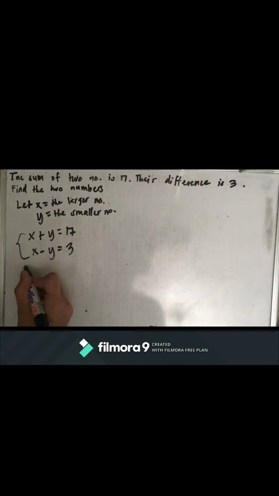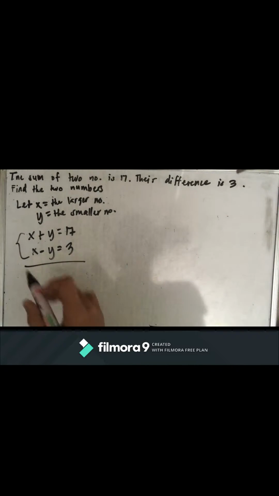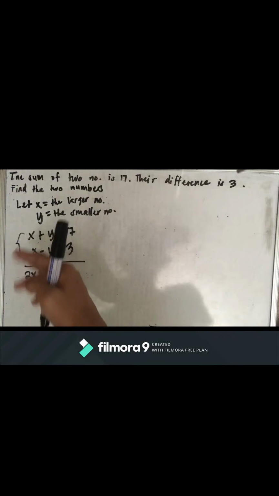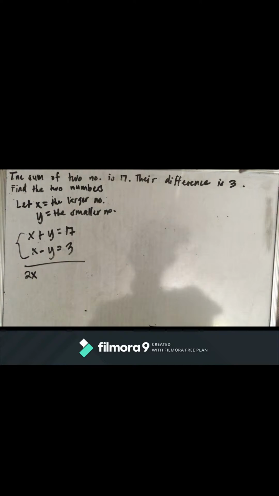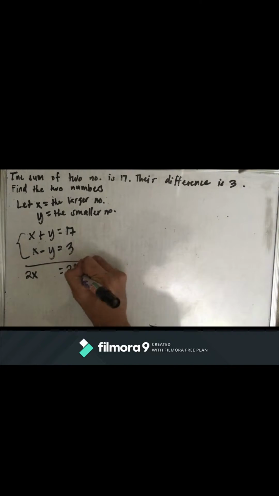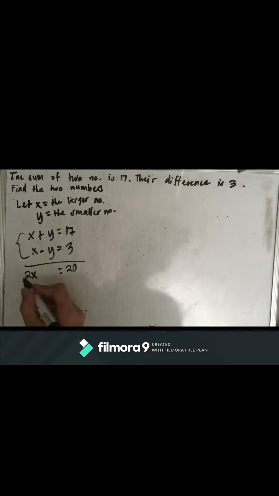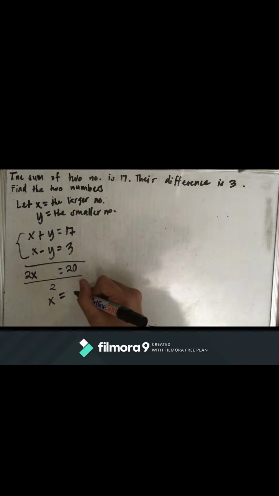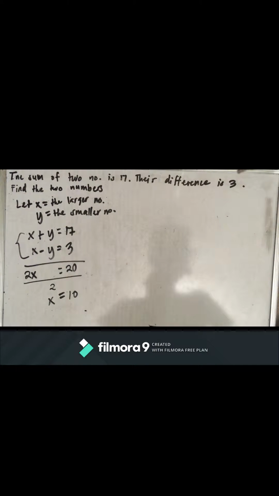Now let's add. So x plus x equals 2x. Positive y plus negative y is 0. 17 plus 3 is 20. Now let's isolate the x variable. Let's divide them by 2. 2x divided by 2 is x. 20 divided by 2, 10. Now that we got our x variable, let's solve for the y variable.